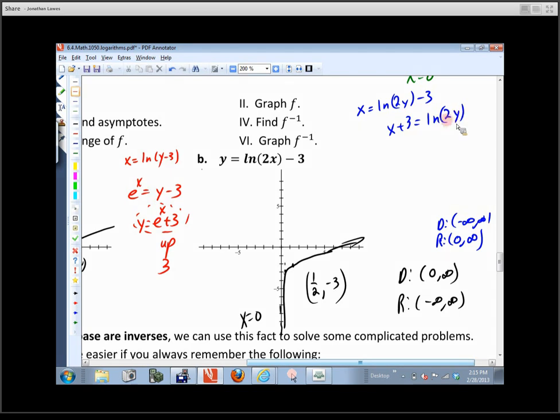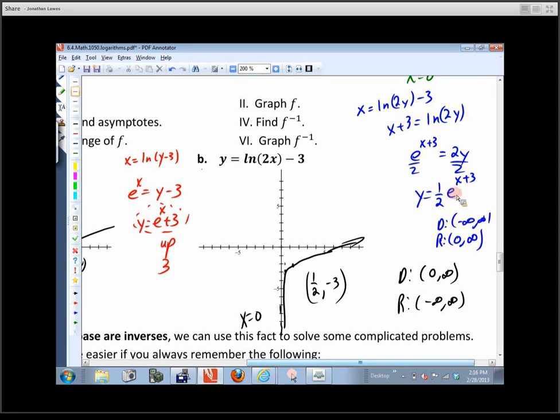The only tool you have to get that y away from the logarithm is, it's written in logarithmic form right now. We can write it in exponential form. So what would the base be? e to the what? x plus 3, very good, equals 2y. And last thing, divide by 2. So its inverse would be, I'm going to write it this way, 1/2 e to the x plus 3.